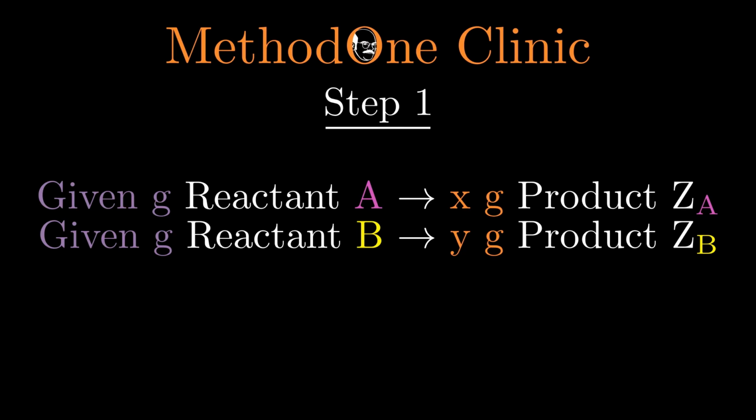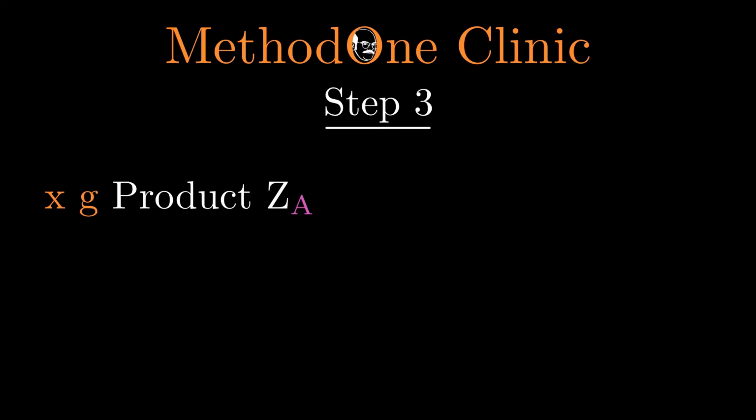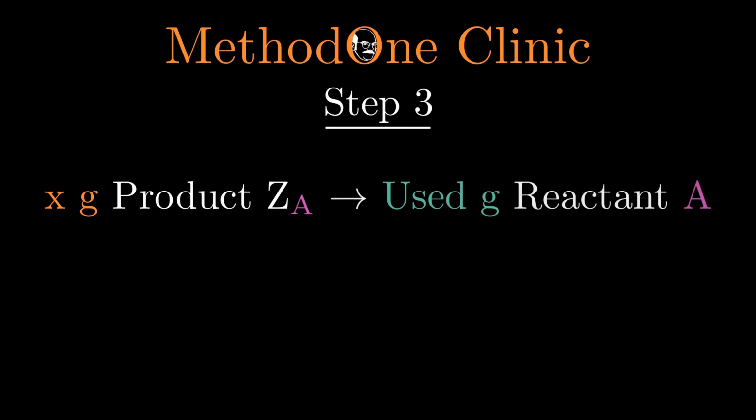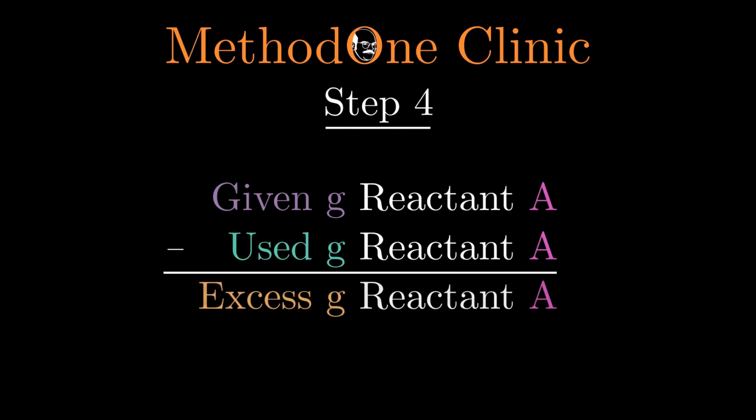Second, identify the limiting reactant by choosing the one responsible for making less product. Third, in another stoichiometry calculation, use that smaller amount produced to find out how much of the other reagent is actually used. Finally, determine the amount of excess reagent by finding the difference between how much was originally given and how much is actually used.